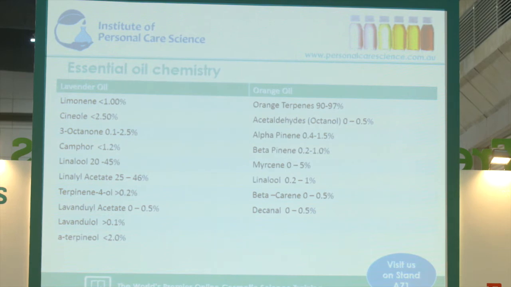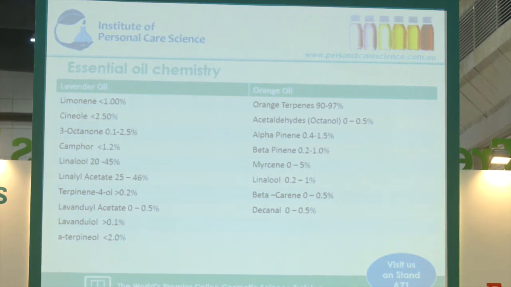Cineol, they usually get from eucalyptus, 3-octanone from peppermint, camphor from pine, linalool from hoewood, linalool acetate from petitgrain, and terpinen-4-ol from tea tree. So they can actually manipulate the profile of a lavender oil by adding in these components from other oils. Still considered natural, still all plant, but it's no longer 100% lavender oil.